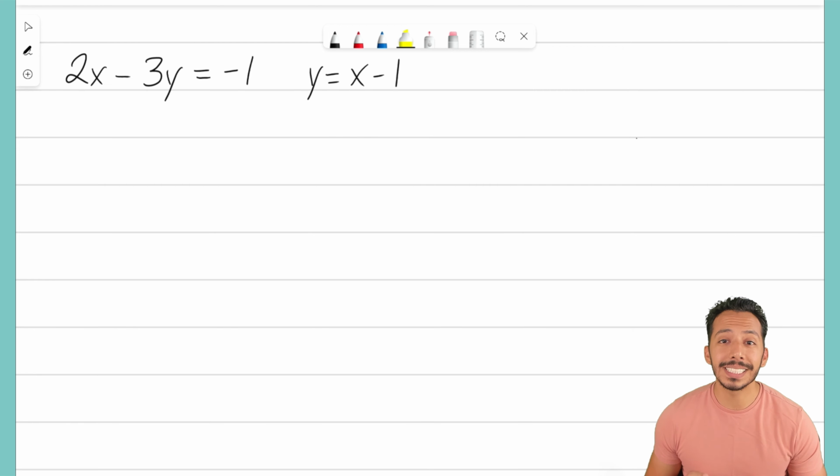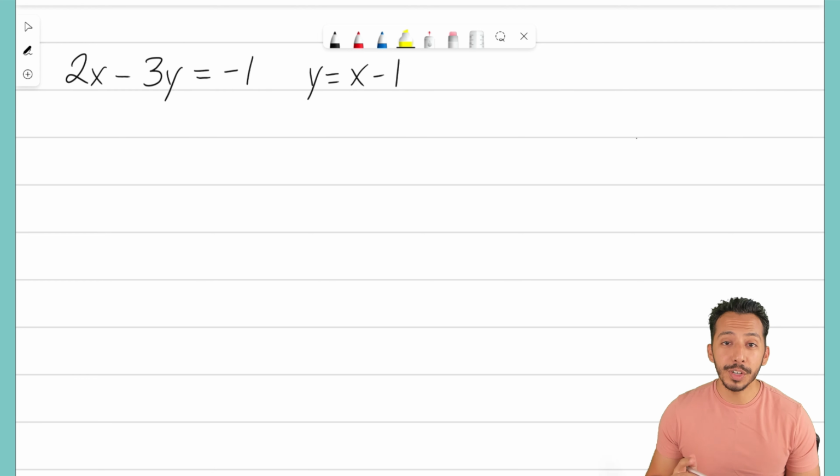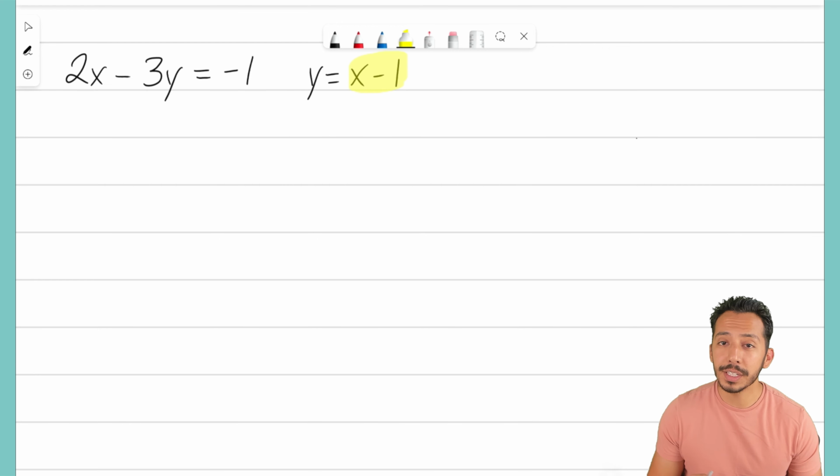We want to use the substitution method, and here is why. I know one variable is already solved for. If you notice there, in the second equation, I have y equals x minus 1. You use the substitution method when you already know one variable, when it's isolated by itself. I know that y equals x minus 1.